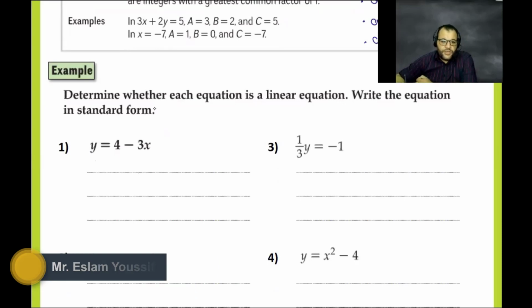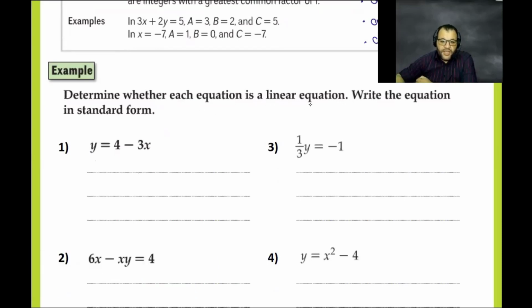So the question that we have, we need to determine whether each equation is linear. Please, if you are not using the mic, close your mic. If there is any noise beside you, please close your mic. Ali, I'm switching the mic for all because of you.